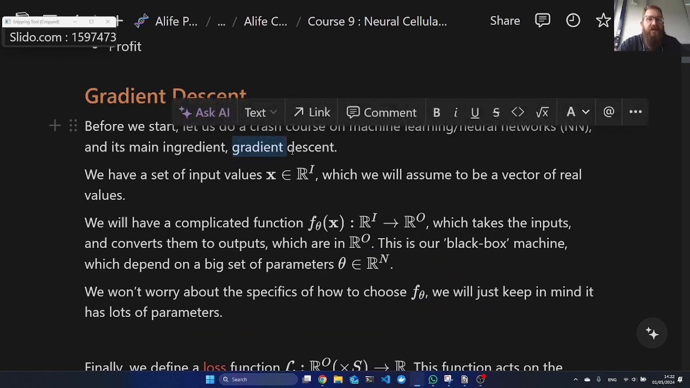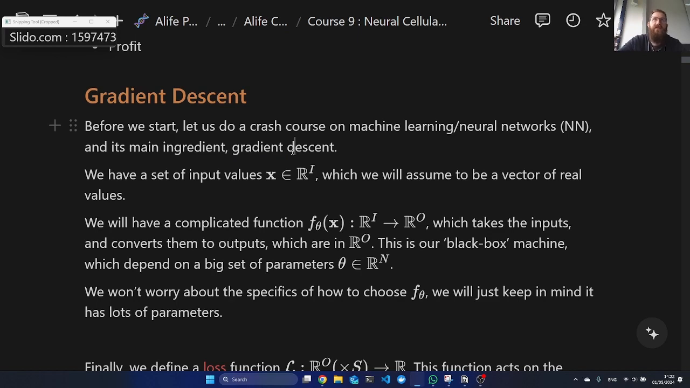What is gradient descent? Essentially, it's using the gradient to inform the direction in which you should change your parameters to get a better score. So let's start by defining our moving pieces. First, we have a set of input values. We will take them to be a vector. It can also be a matrix, a tensor, whatever, but you can always arrange your set of input values into a vector, and we'll assume for simplicity that it is a vector of real values.